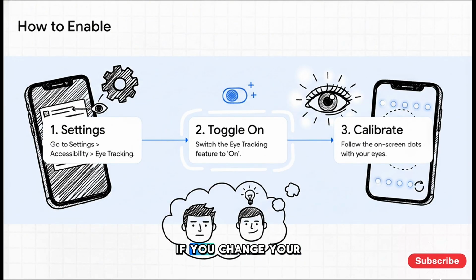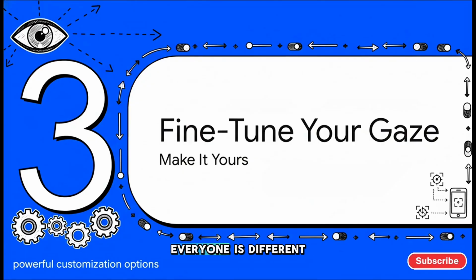And a pro tip, if you change your position or the lighting changes, it's always a good idea to do a quick recalibration. Now, Apple knows that everyone is different, so this isn't some one-size-fits-all feature. They've actually built in some really powerful options so you can customize the whole experience and make it perfect for you. Let's take a look at what you can tweak.